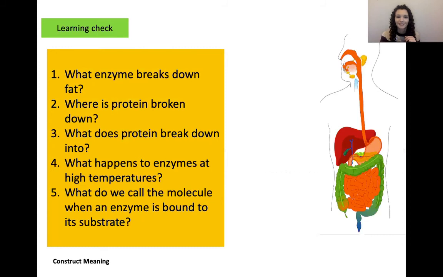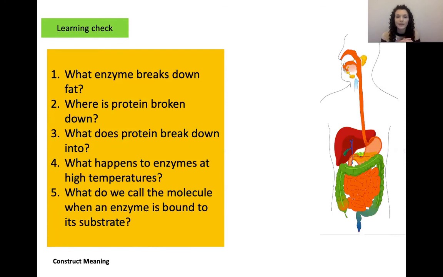Well done. So you've listened really well, and I'm sure you've got lots and lots of brilliant information in your diagram there, and lots of information about the enzymes and what they break down. So what I'd like to do now is to just do a quick quiz to see how much we've learned. So if you could write questions 1 to 5 on your page, and then if you could pause the video and try and answer these questions, that would be fantastic.